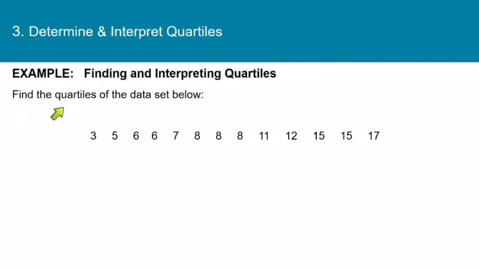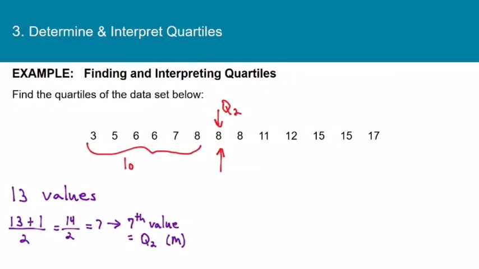So this says find the quartiles of the data set below, and if you count these, there are 13 values here, and that's an odd number. So to find the median, we'll say 13 plus 1 is 14, and 14 over 2 is 7. That means the median of this data set is in the 7th position. So 1, 2, 3, 4, 5, 6, 7. This 8 is the median. And that divides the data into two sections for us, a lower half and an upper half. When we find Q1 and Q3, we'll leave this 8 out of consideration entirely.